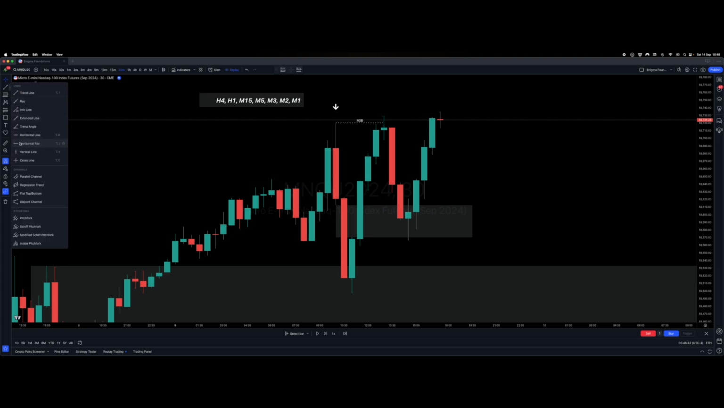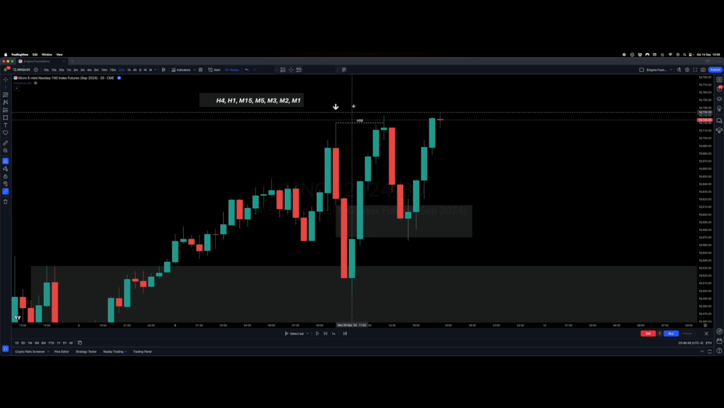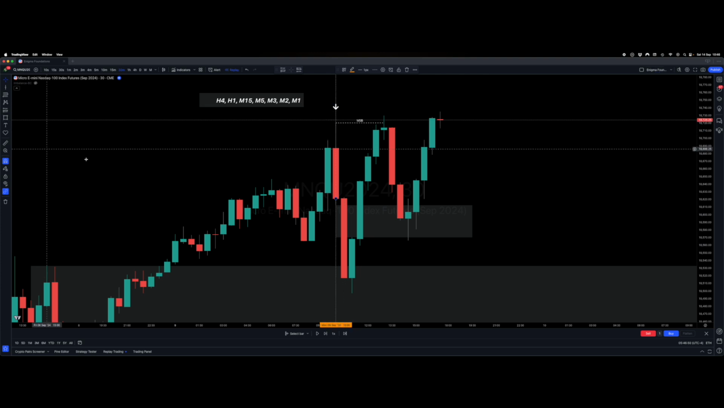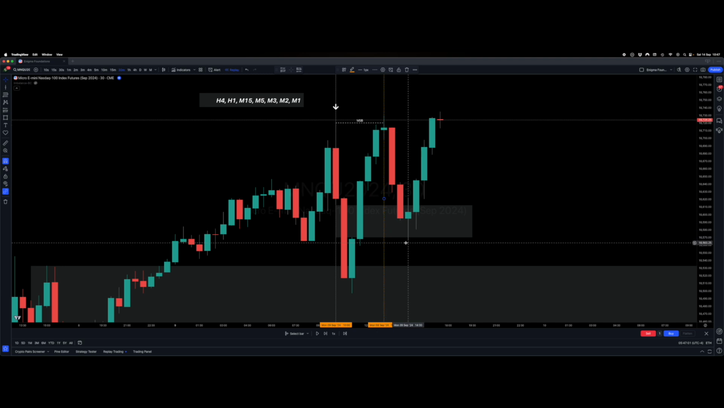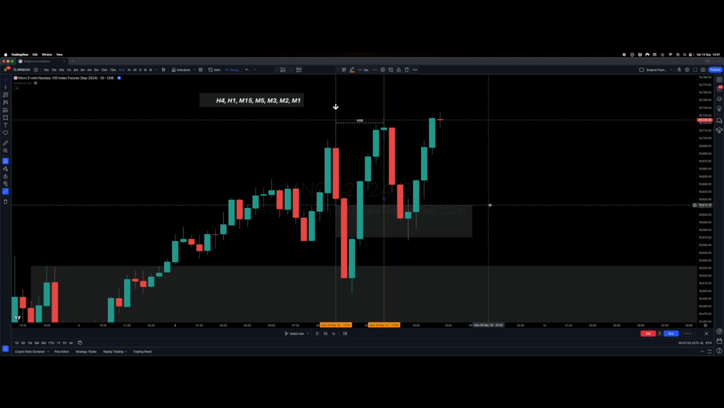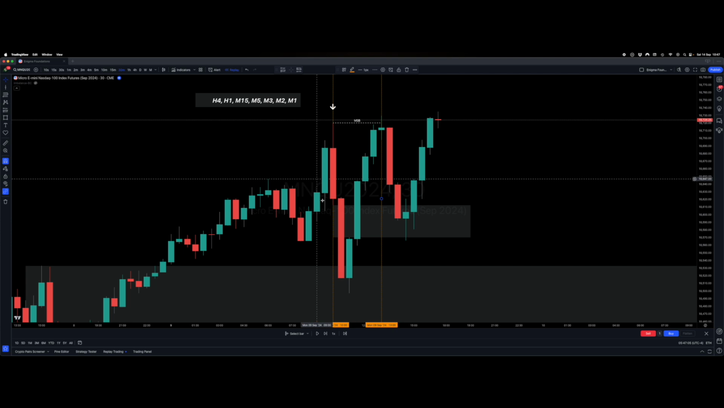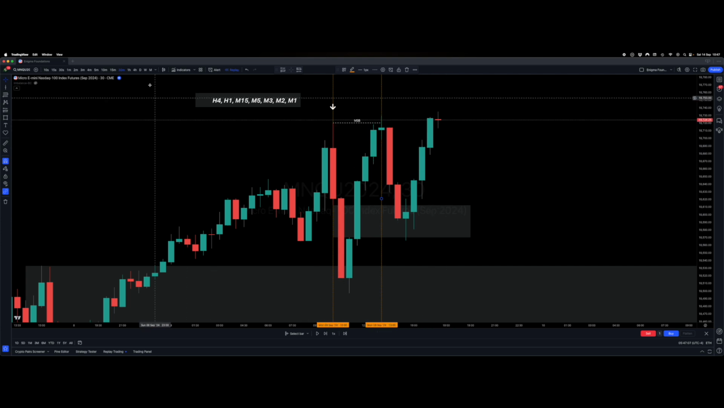Because if the premise is price is created by an algo, the algo will create liquidity at certain times for certain reasons. So this external liquidity here, if we put our time tool on there, we can see that it occurred at 10 a.m. Whereas the sweep of liquidity before we filled the fair value gap was at 1 o'clock. So what is the significance of these two time periods?